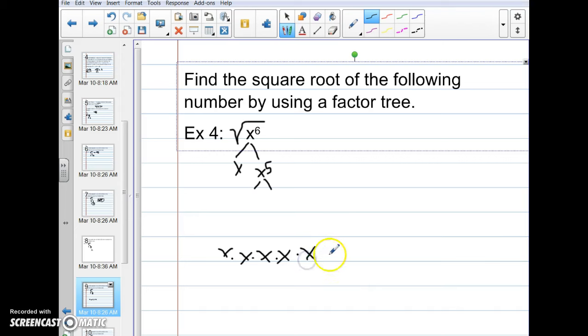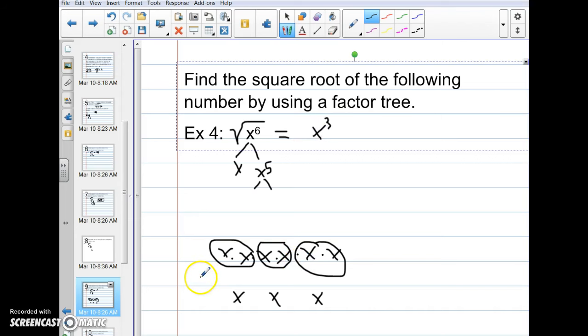Now, the rule I gave you guys before is to take out pairs. So I'm going to take this out, this out, and this out. So I have 3 pairs here. What this is going to look like is x to the power of 3, because this becomes an x, this becomes an x, and this becomes an x. So I have 3 pairs, so that gives me x to the power of 3. And again, it's kind of similar to the number examples.